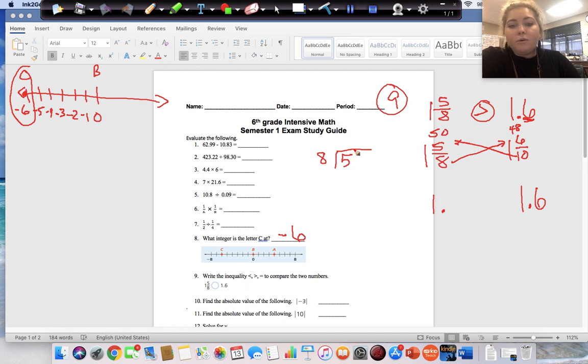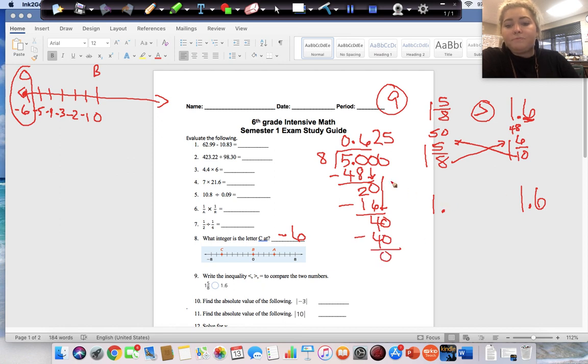So 8 cannot go into 5, so we put a 0, put a decimal, and then annex a 0. 8 goes into 50 6 times. 6 times 8 is 48. Subtract 50 minus 48 gives us 2. Annex another 0, bring it down. 8 goes into 20 2 times. 2 times 8 is 16. Subtract and we get 4. Annex another 0, bring it down. And 8 goes into 40 5 times. 5 times 8 is 40. Subtract and we get 0.